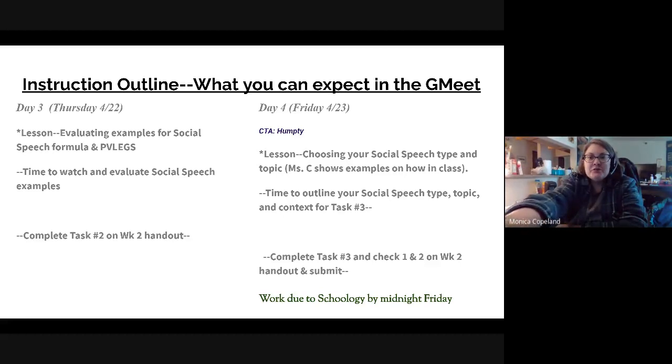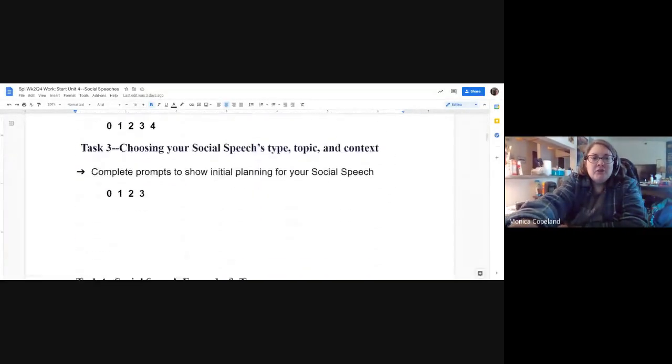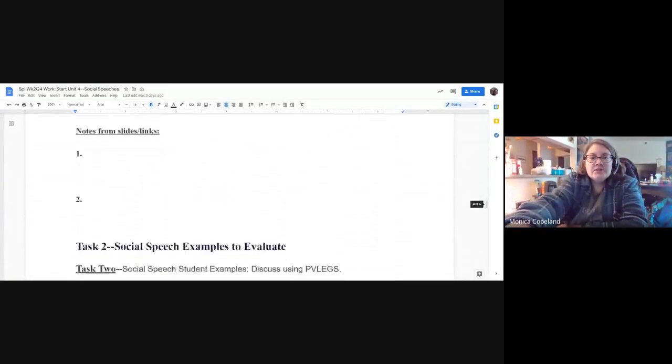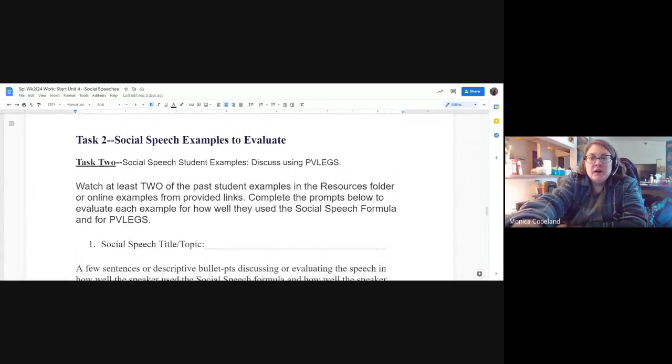All right, so let me show you where this is going to look for today's work on your handout. You already did task 1, where you write in the characteristics of the examples I gave you of the different types. For task 2 today, you're going to watch at least 2 social speech examples, and you'll get a choice. You can either watch past student examples or other examples in the public examples that I'll preview for you in the slides in a moment here.